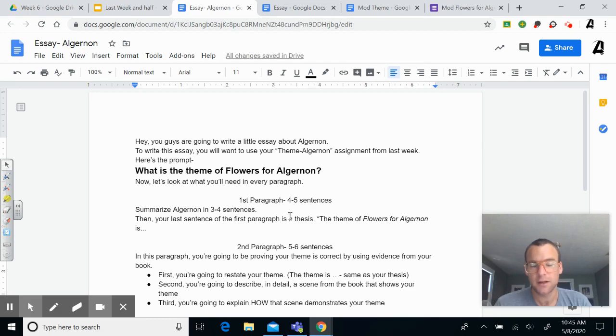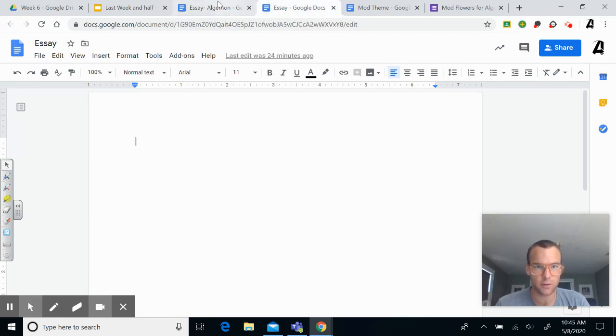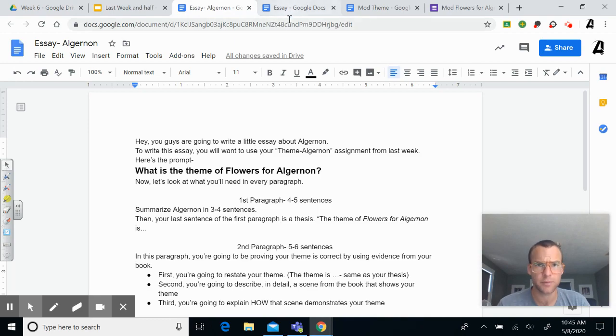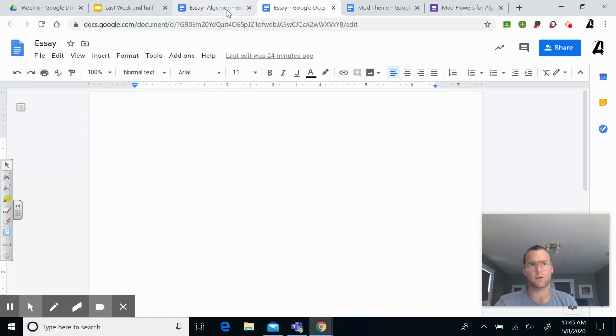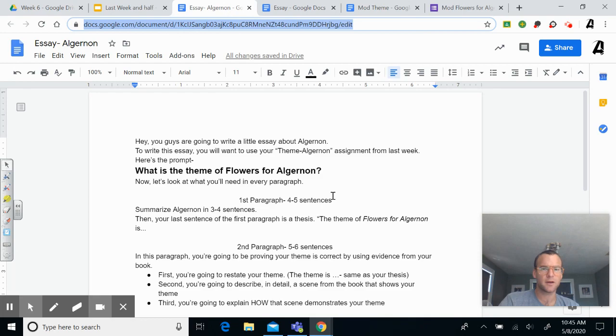All right, first paragraph. So you're going to start with this blank Google Doc. What are you going to do for your very first paragraph? What are you going to start writing with? Your first paragraph is going to have 4 to 5 sentences, as you can see here. And you're going to start by summarizing the whole short story in 3 to 4 sentences.